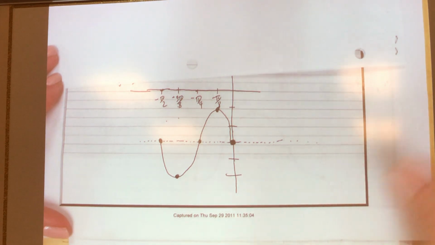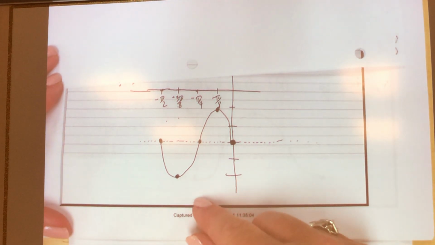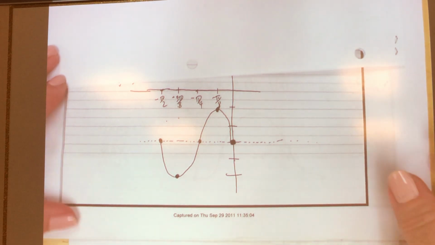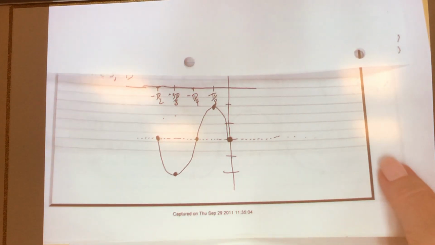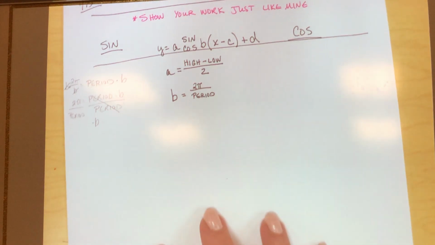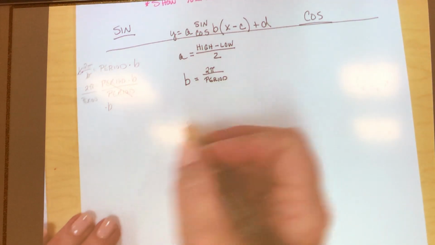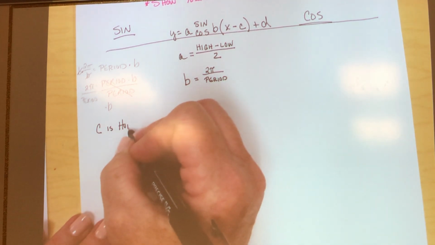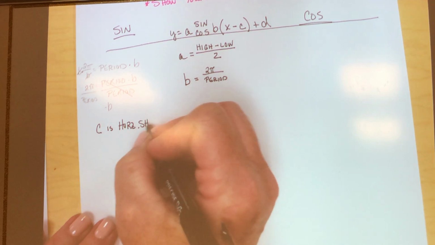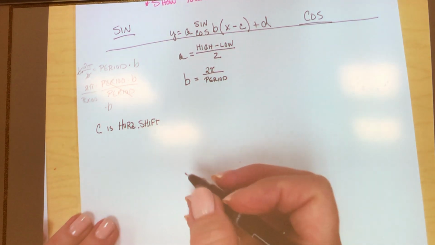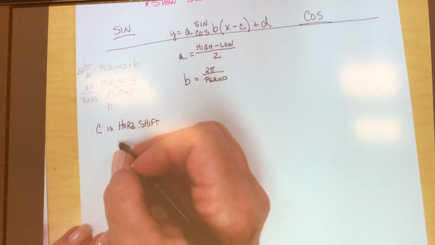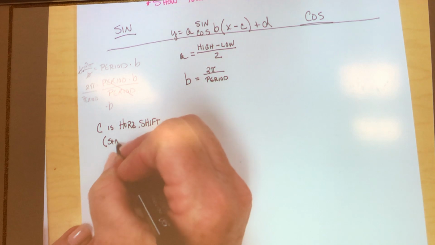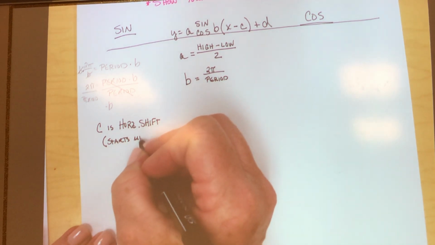Okay, so here's my point of the whole thing. Are the shifts for the sine curve and the cosine curve going to be different? Yes. Okay, so we're going to go back to our little notes over here, all right? And we're going to go over here and say C is the horizontal shift. Now where does sine start? Starts in the middle.